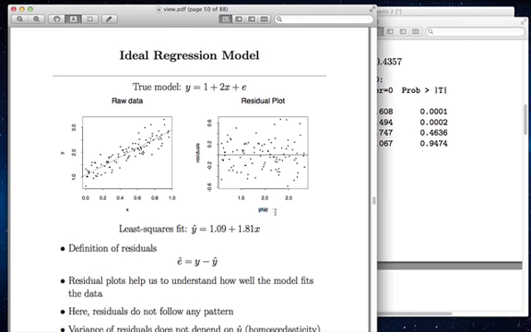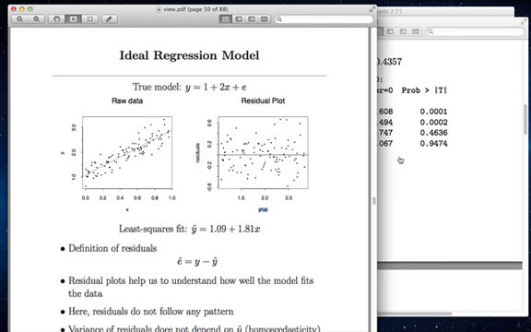Now, what you'll see is that there is no pattern. It kind of looks like a snowstorm. So a snowstorm is a good residual plot. If you ever see any sort of pattern, that indicates lack of fit.